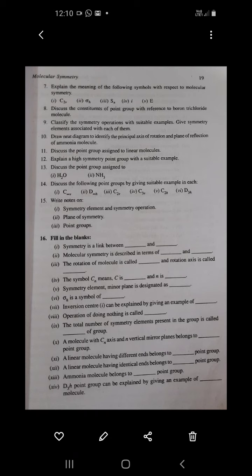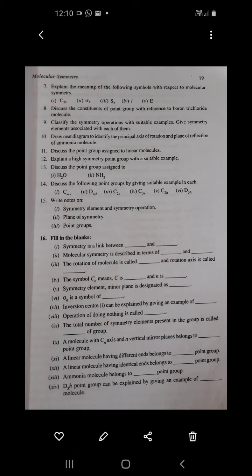Discuss the point group assigned to ammonia and water molecule, and how the C2V point group comes. Then ammonia has a C3V point group, how it comes, that you have to describe there. Then discuss the following point groups by giving suitable examples, like C infinity V, D infinity H, how these point groups arise, and with the help of examples you have to write.